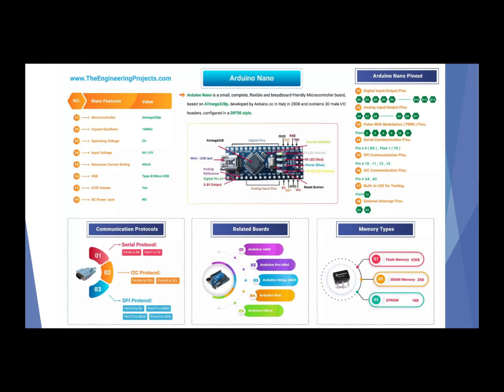Overall, it comes with a 16 MHz crystal clock and operates on 5 volt, though the recommended input voltage is from 6 volt to 12 volt. It can consume current of around 40 milliampere. And if I talk about the memory, there is a flash memory of 32 KB, which is more than sufficient for our project.